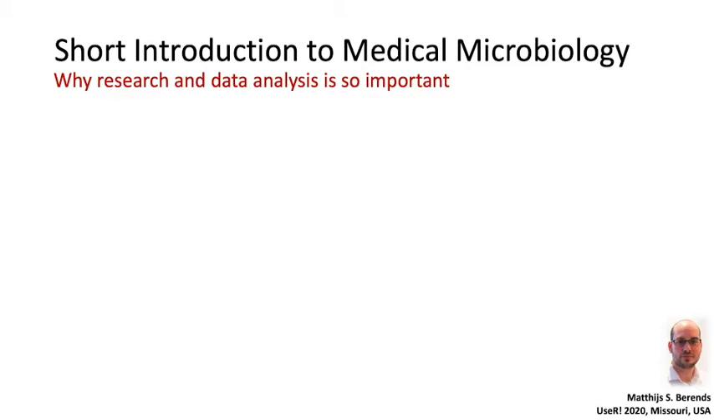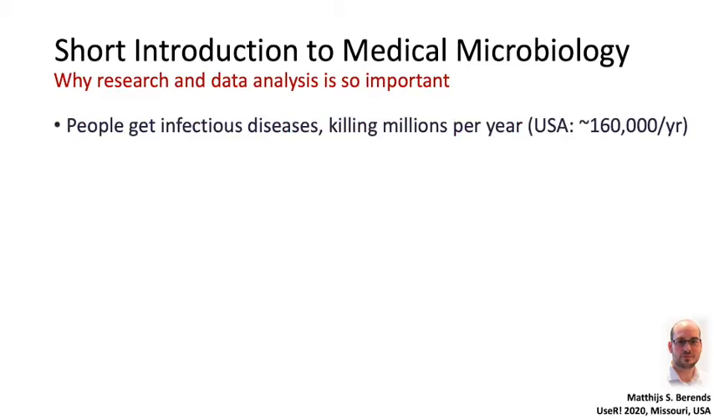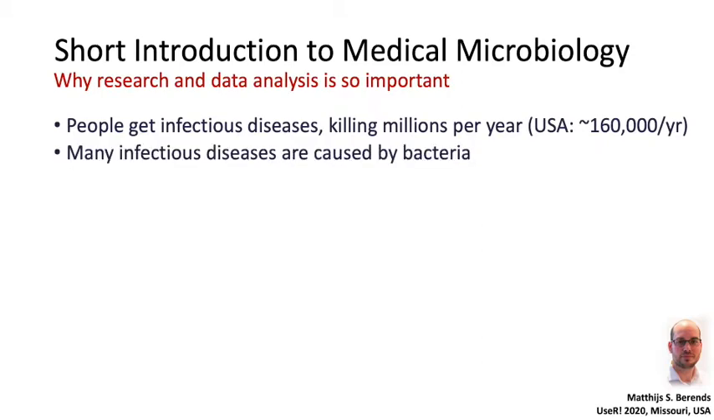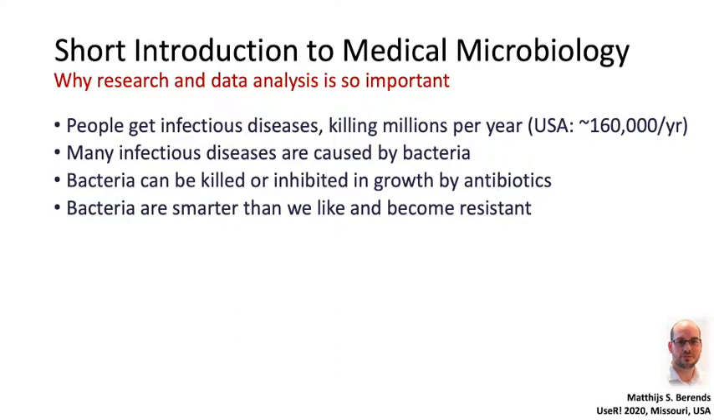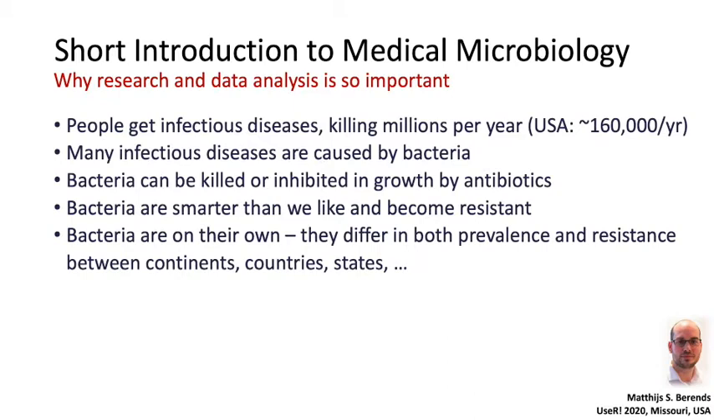So, for you all to understand, of course, people get infectious diseases, killing millions per year. In the USA alone, I looked it up, it's around 160,000 people a year. Many of those infectious diseases are caused by bacteria. Luckily, bacteria can be killed or inhibited in growth by antibiotics. But as you all know, bacteria are smarter than we like, and they can become resistant. So bacteria are also quite on their own.